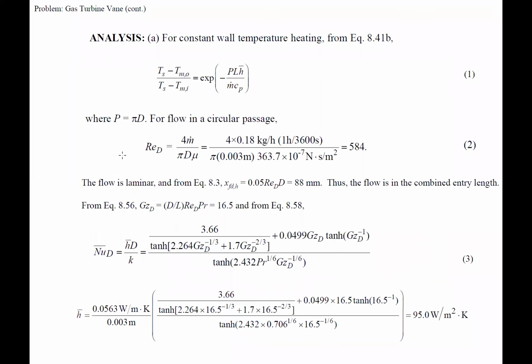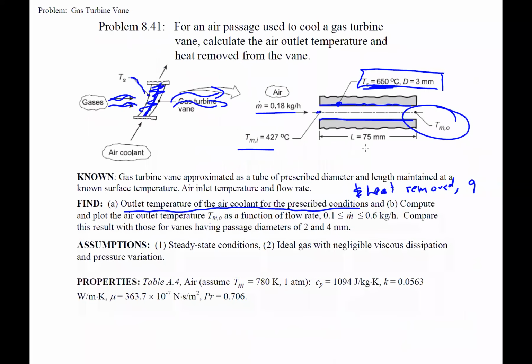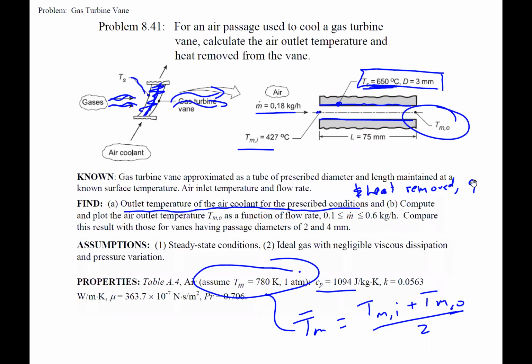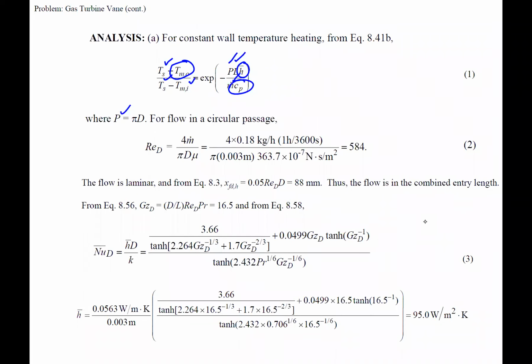All right, so let's go through the steps here. Here's our equation that we just showed, for getting the outlet temperature, given the perimeter and length. We have the perimeter now. Length was given. Mass rate was given. CP is found if we assume a mean temperature, the inlet plus the outlet divided by 2. They're assuming that to get properties like the CP that we just needed. Okay, so we have CP.